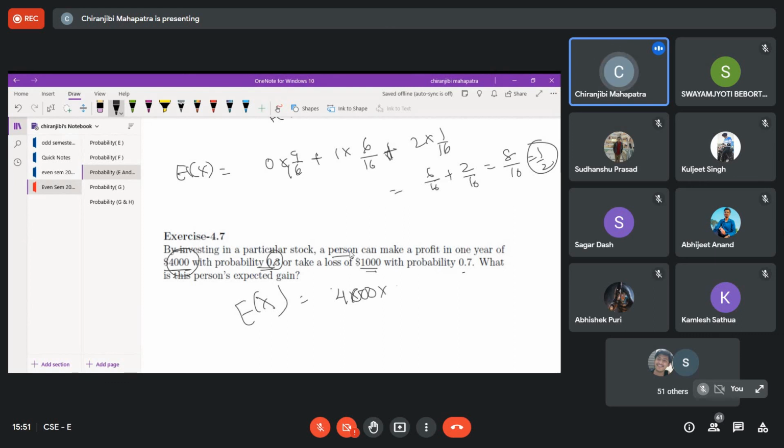4,000 into 0.3. Then the 1,000 here is a loss, okay? So you can take the negative here: 1,000 into 0.7. So this will be equals to how much? 1,200 minus 700. That is fine. So this is the expected gain.